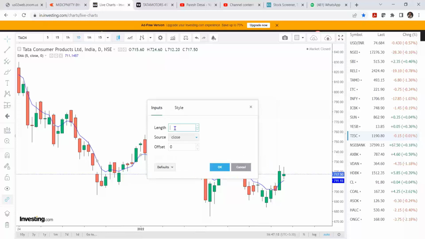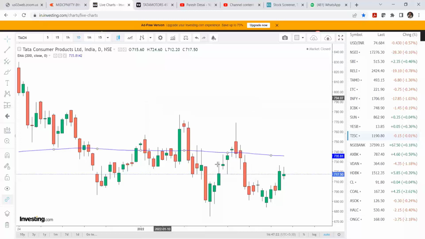So right now, I'm just changing this setting to 200. This means that this line which I'm getting here is for 200 days, that is, a 200-day average. Think of it this way: if this was the last observation or the last day, the data for the 200 days before it, its total divided by 200, gives you this line.